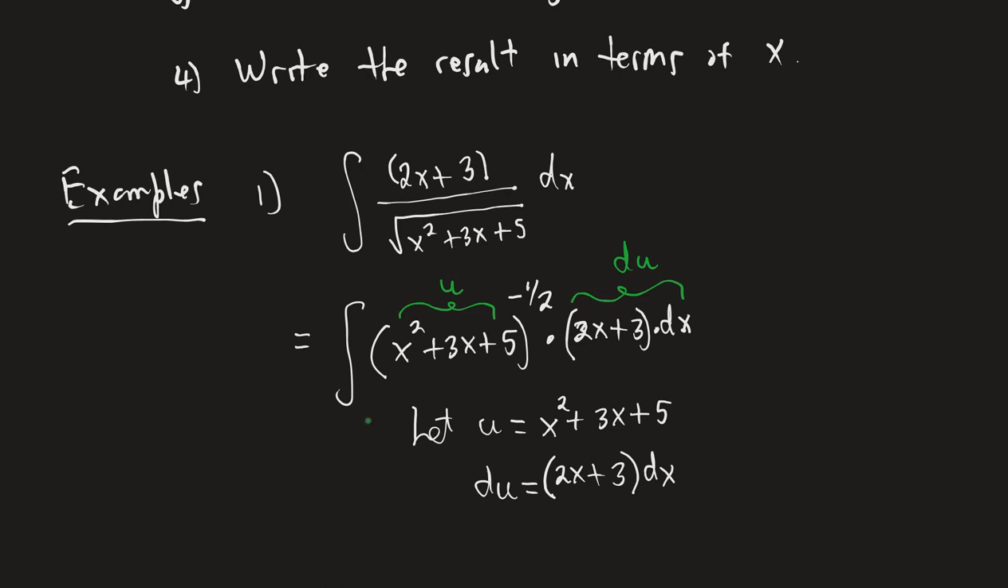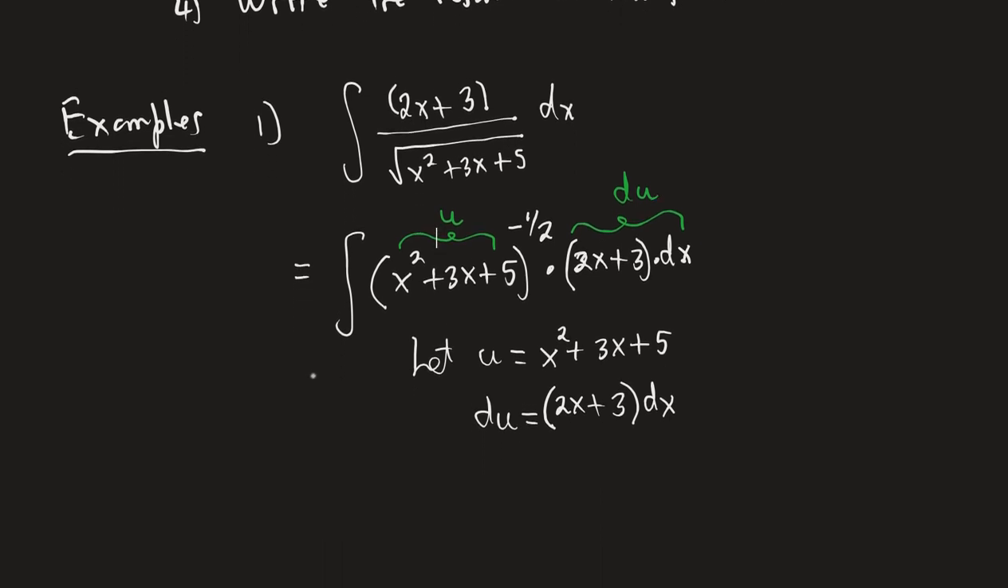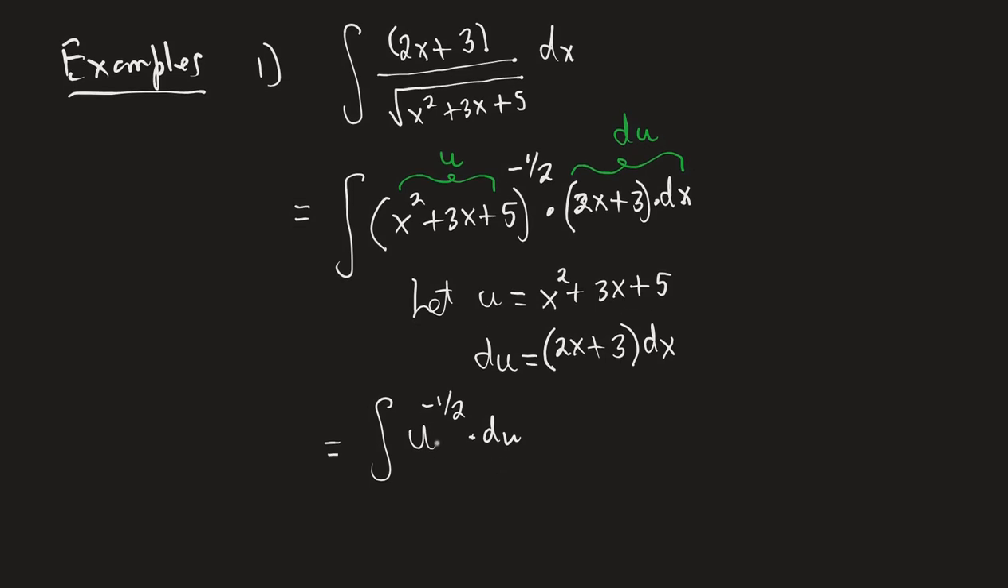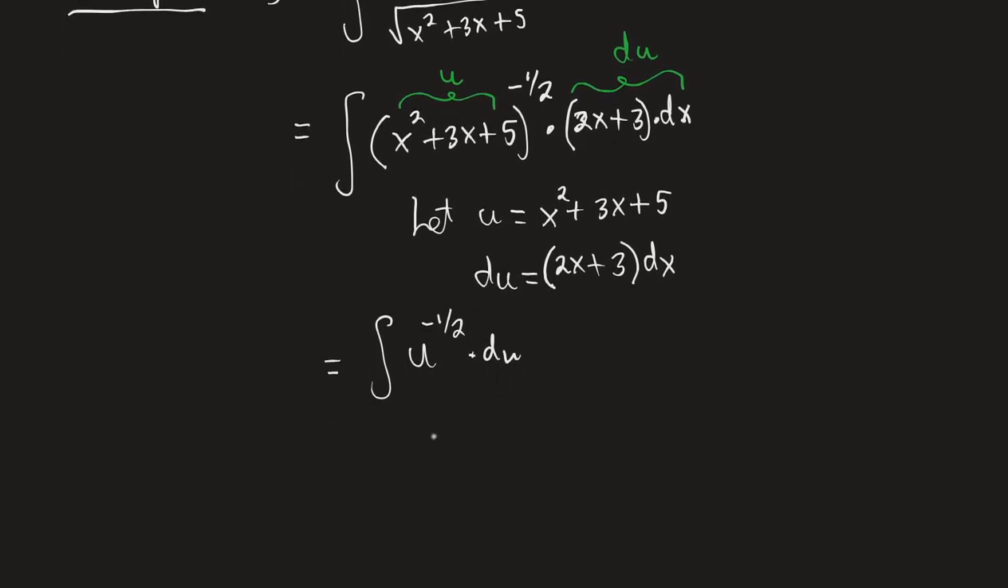So much like our first example, we're going to end up with a very simple antiderivative that requires just the use of the power rule. So let's write it down. We're pretty much at step 3 now. We're going to evaluate the integral with respect to u. So I have u to the negative 1/2 times du, and I'm integrating that. And we've got it to a point now where all we need is our power rule, and we will be able to do our antiderivative.